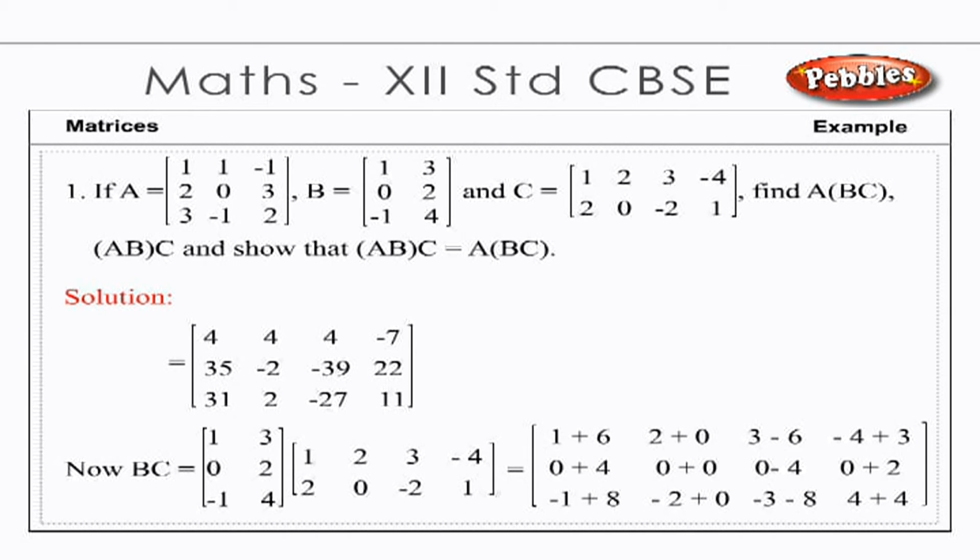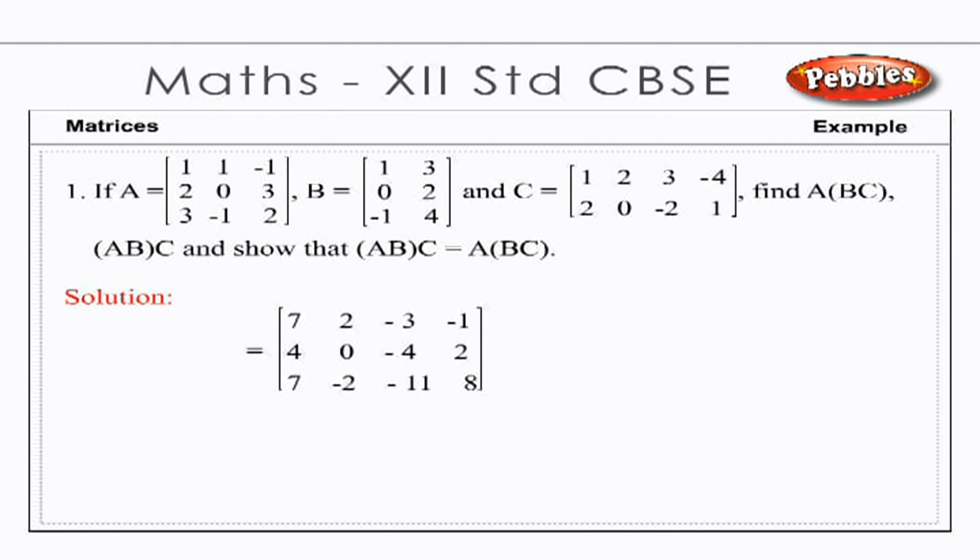Now, BC is equal to matrix [1, 3; 0, 2; -1, 4] into matrix [1, 2, 3, -4; 2, 0, -2, 1] is equal to matrix [7, 2, -3, -1; 4, 0, -4, 2; 7, -2, -11, 8].